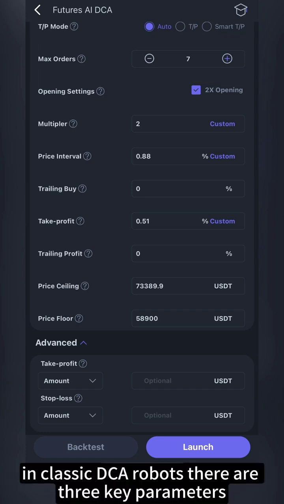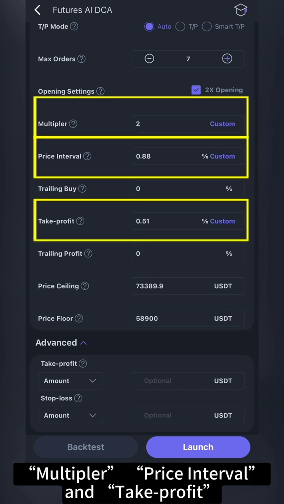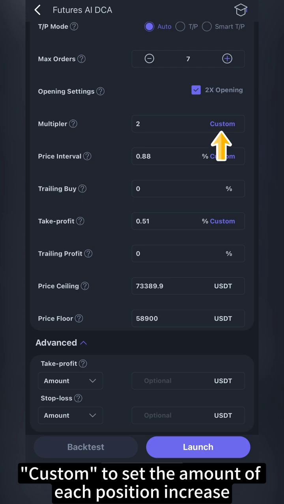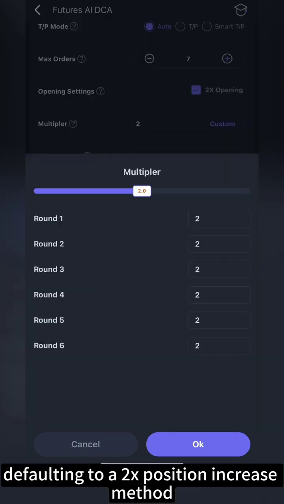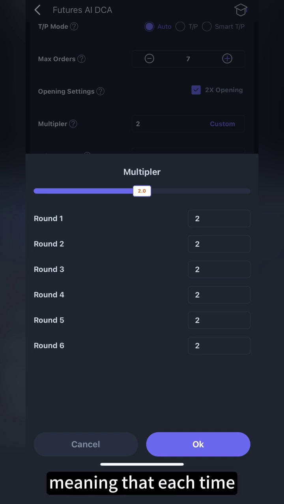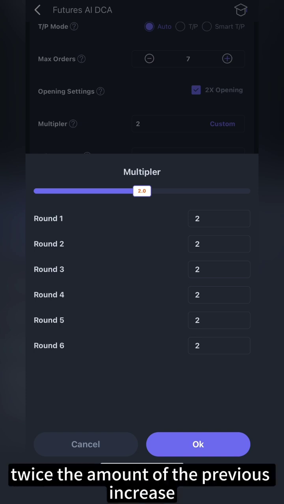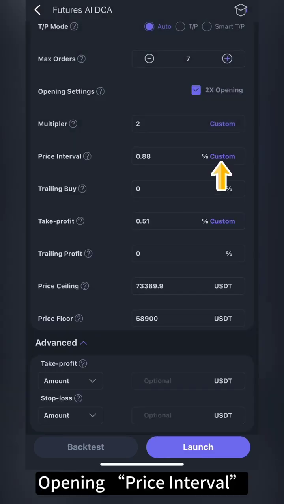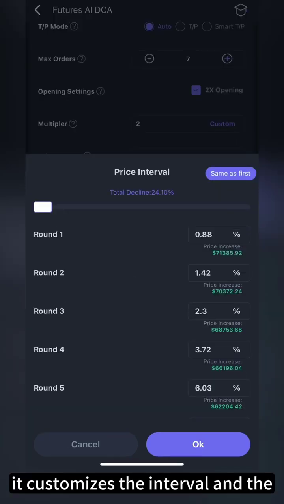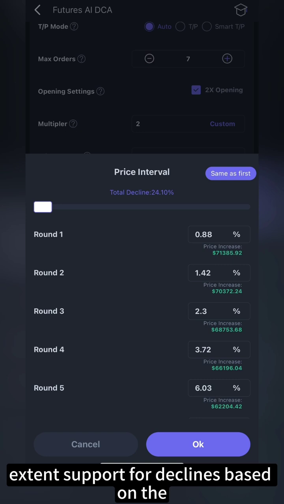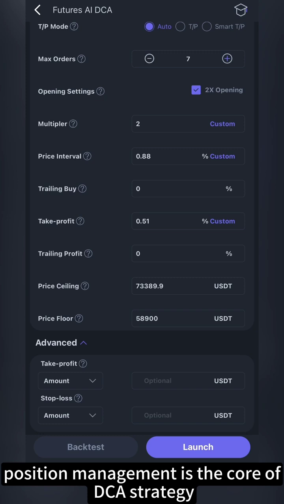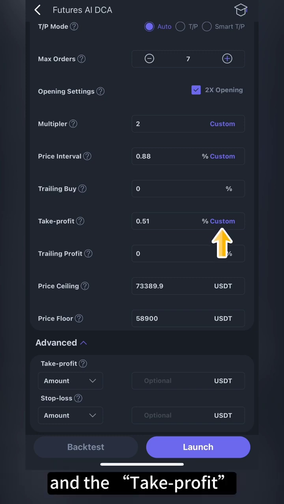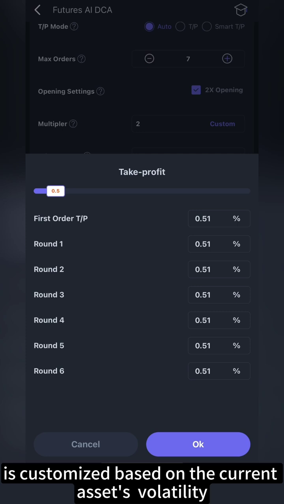In classic DCA robots, there are 3 key parameters: multiplier, price interval, and take profit. You can click on Custom to set the amount of each position increase, defaulting to a 2x position increase method, meaning that each time, the position is increased by twice the amount of the previous increase. Opening price interval customizes the interval and the extent of support for declines based on the current asset's volatility. Position management is the core of DCA strategy, and the take profit is customized based on the current asset's volatility.